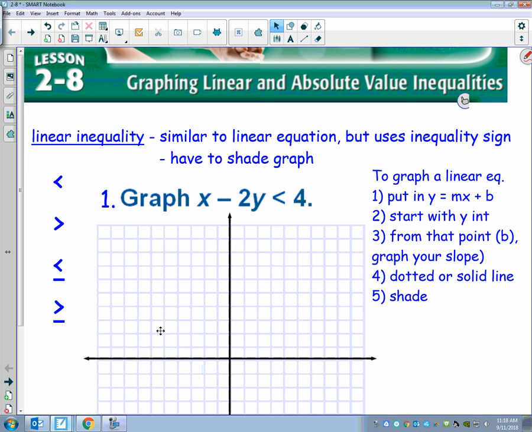Okay, finally, we're getting to the last section in chapter 2, which is graphing linear and absolute value inequalities. And so remember that a linear inequality is like a linear equation, but it uses an inequality sign, which means that it's less than or greater than. And so that means that you have to shade the graph. It's more than just a line.